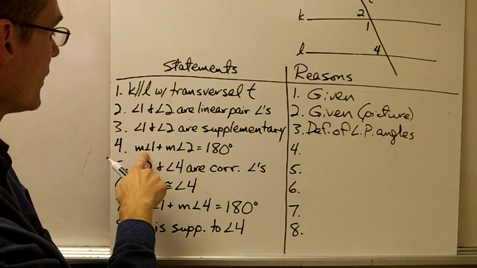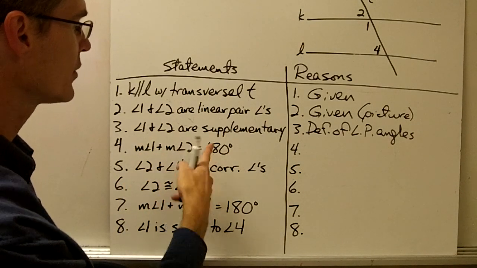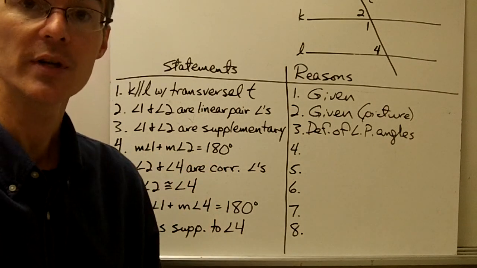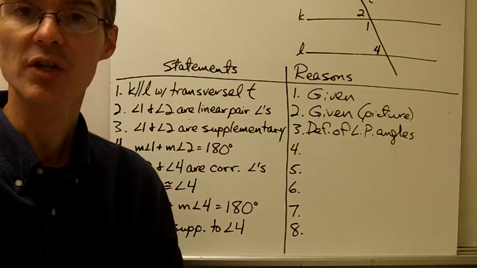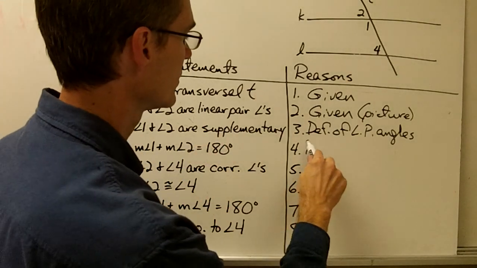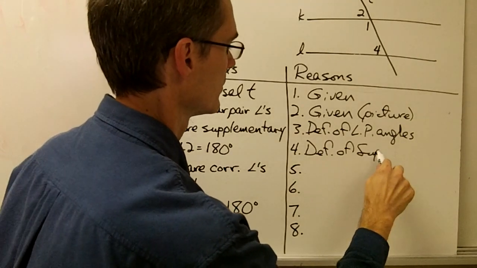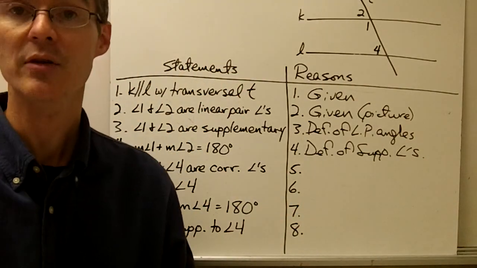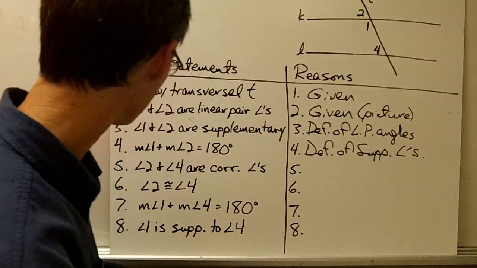Step number 4, the measure of angle 1 plus the measure of angle 2 equals 180 degrees. Well, how do I know if I add angles 1 and 2 together, I get 180 degrees? Because since they are supplementary, that's the definition of supplementary angles: two angles that add together to give you 180 degrees.